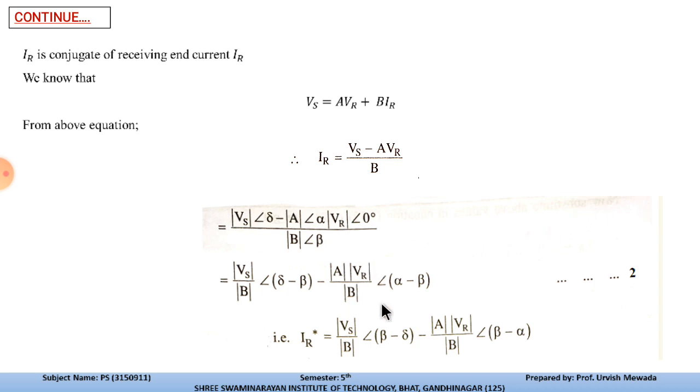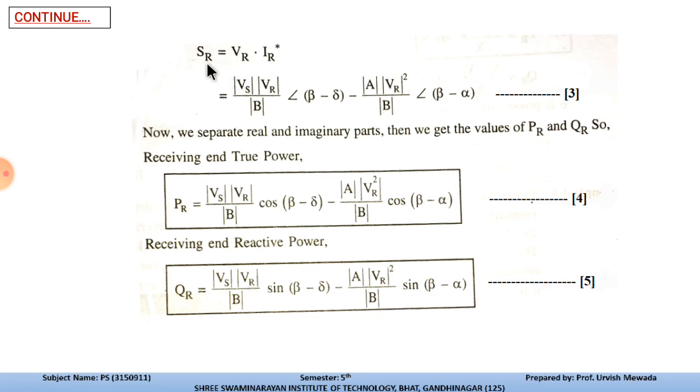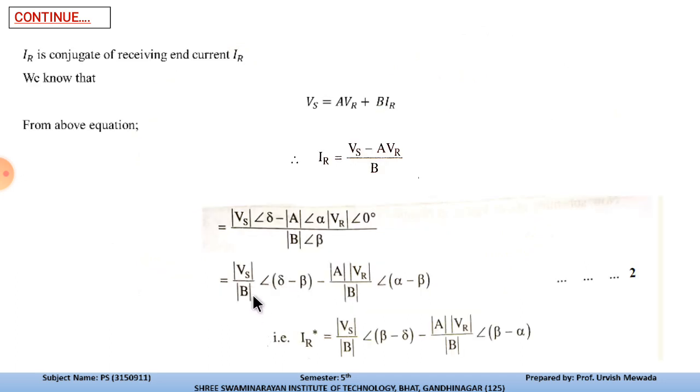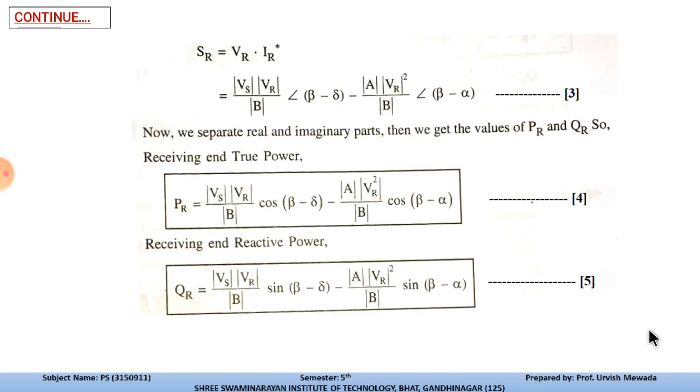Now as we know, IR conjugate is equal to Vs by B at angle beta minus delta, minus A into Vr divided by B at angle beta minus alpha. So we can write SR equal to Vr into IR conjugate. Now let us multiply IR conjugate with Vr. So Vs into Vr divided by B at angle beta minus delta, and A Vr squared divided by B at angle beta minus alpha. For this conjugate, we multiply the Vr term with the Vs term, so Vs into Vr divided by B at angle beta minus delta.